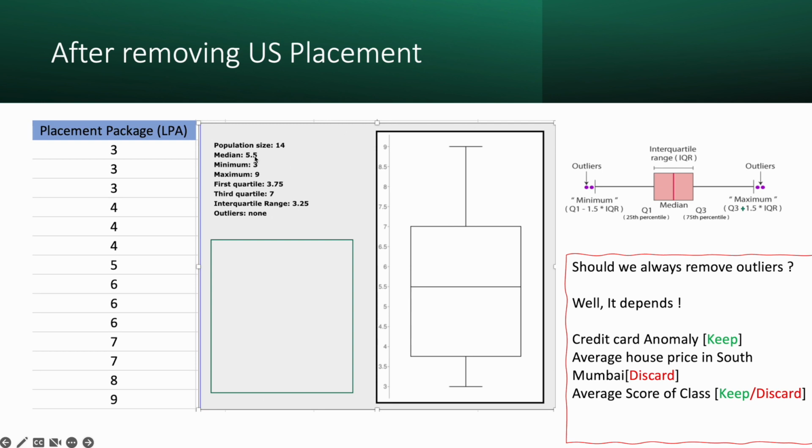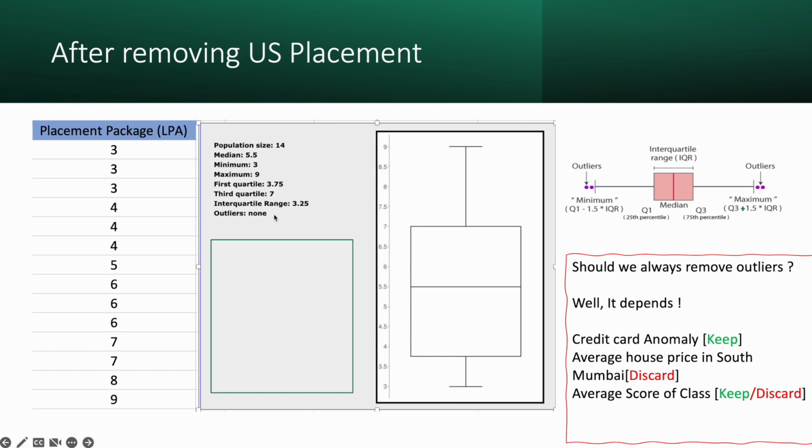My median turned out to be 5.5, minimum is 3, maximum remains 9 because 80 is already gone. My first quartile changed to 3.75, third quartile became 7, interquartile range is 7 minus 3.75, which is 3.25. Outliers: there are no outliers over here.